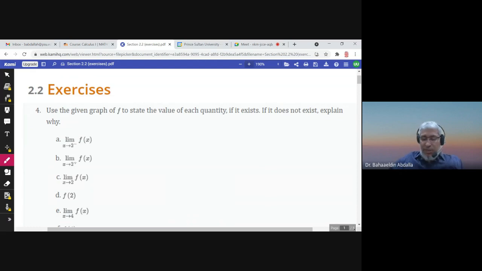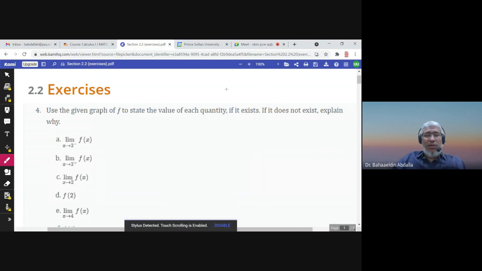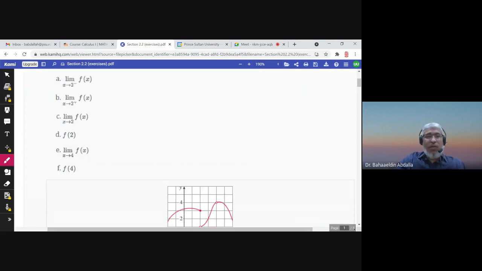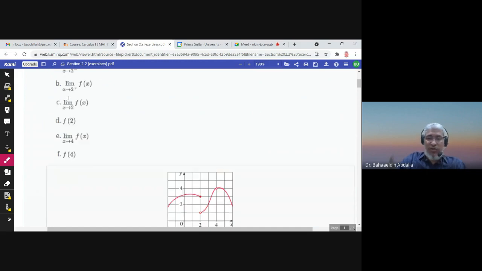These are some exercises about section 2.2. Use the given graph of f to state the values of each quantity if it exists. If it doesn't exist, explain why. Okay, we need to find the limit of f of x when x approaches 2 from the left.